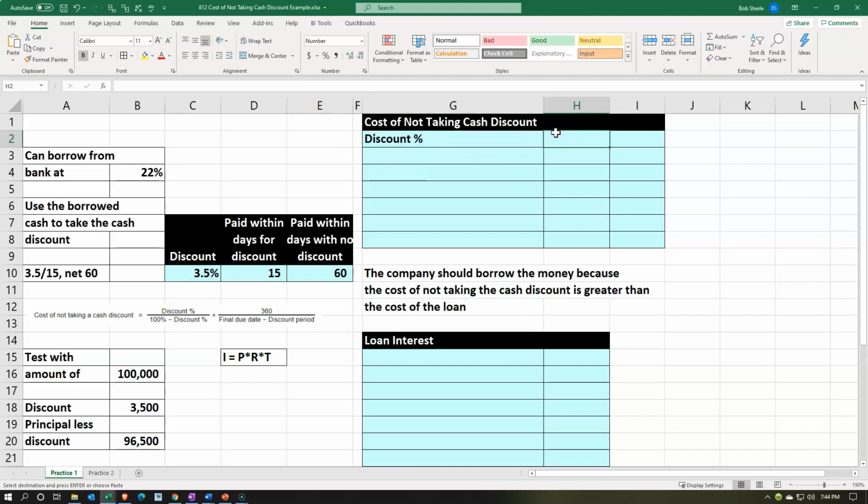Discount percent, going to put that in the enter column. That's going to be the 3.5%. So I'm going to say that's going to be equal to the 3.5%. Let's percentify that cell. Go into the Home tab, Numbers, percentifying it, adding a decimal to it.